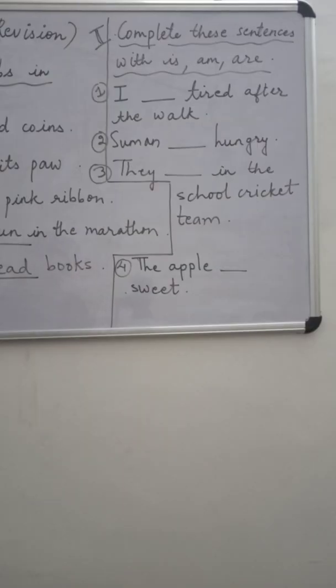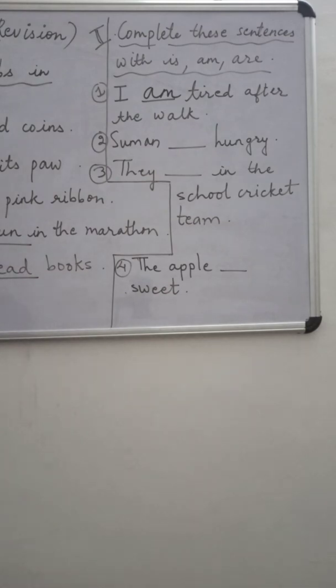Complete these sentences with is, am and are. Now is, am, are are the helping verbs, and I told you we use the verb is with singular nouns, we use the verb am with the pronoun I, and we use the verb are with plural nouns. So first one, I dash tired after the walk. So here the pronoun I is used. So after the pronoun I, we use the verb am. So we will write am.